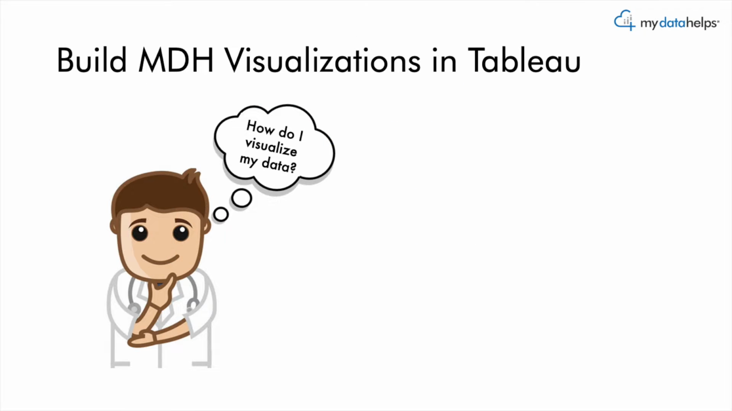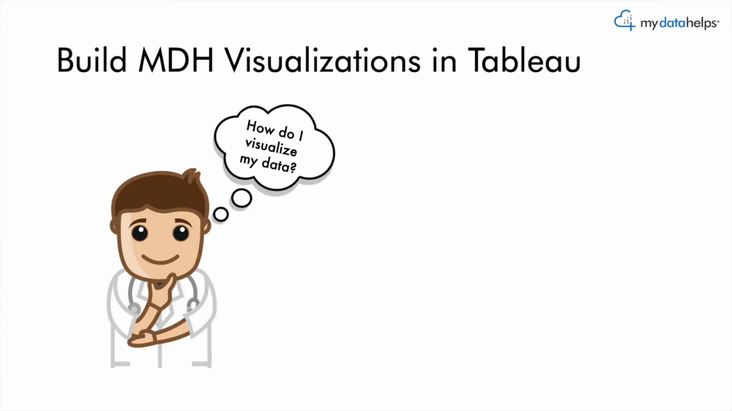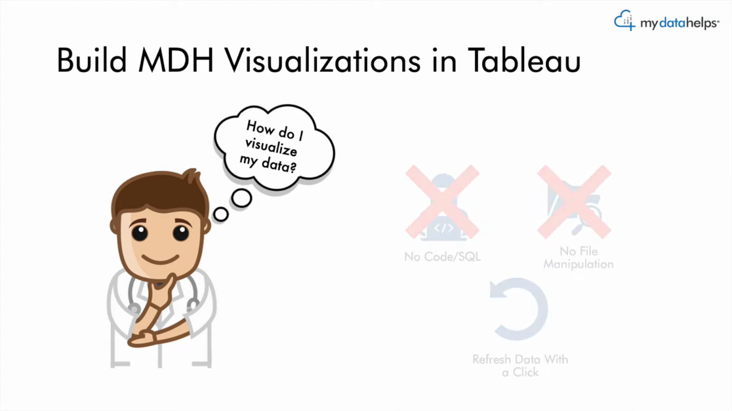In this example, we'll connect Tableau Desktop to the MyDataHelps export database and build a simple visualization, like this. Here's Fitbit resting heart rate that was collected with MyDataHelps, graphed over time for a selected participant. Now, using this approach, I can explore and visualize all my data in MyDataHelps without writing code, using SQL, or manipulating files. Visualizations like this can be refreshed with a click as new data becomes available.